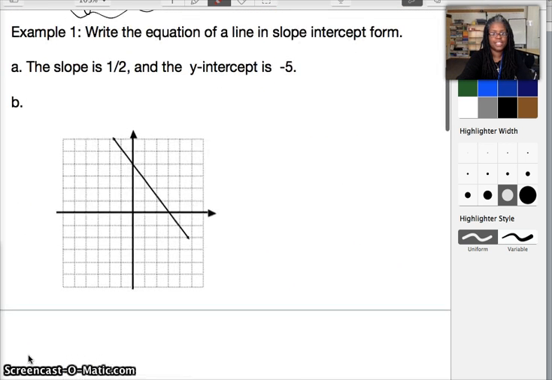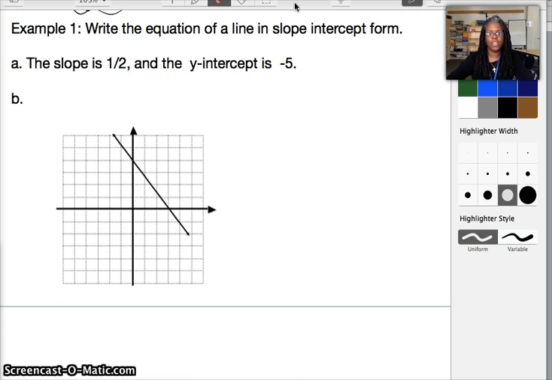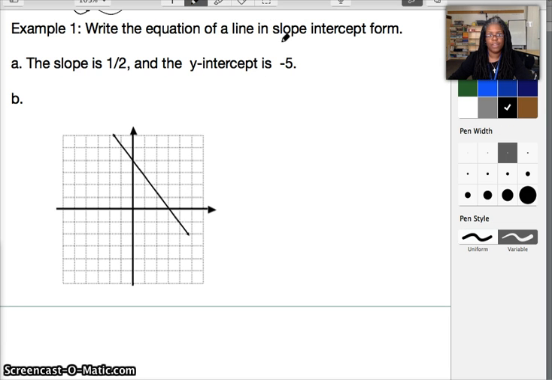So here's our first example. It has two parts. We're going to write the equation of the line. Notice the form that we are being asked to use. We're writing the equation of the line in slope-intercept form. So we know slope-intercept is not the new one we just learned, but it's the one we learned last time, y equals mx plus b. Super duper helpful. So we're going to write an equation of a line in this form given this information, and then we're going to write an equation of a line in this form given just the graph.